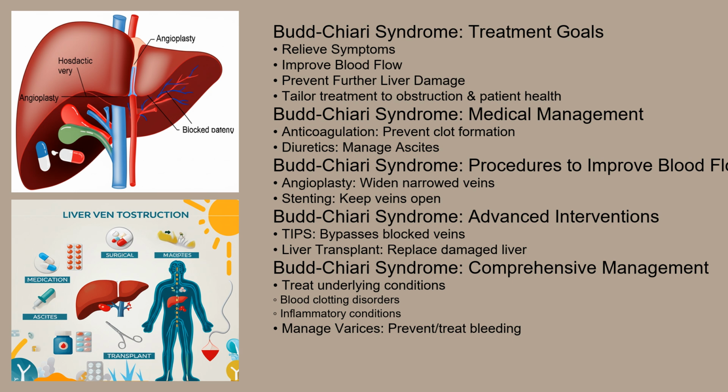A transjugular intrahepatic portosystemic shunt (TIPS) is a more invasive procedure that creates a connection between the portal vein and the hepatic vein, bypassing the blocked hepatic veins. In severe cases, a liver transplant may be necessary to replace the damaged liver with a healthy one.